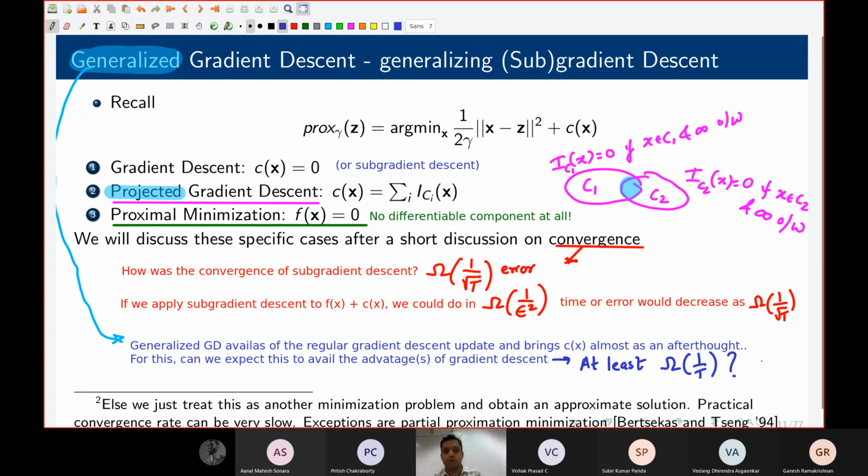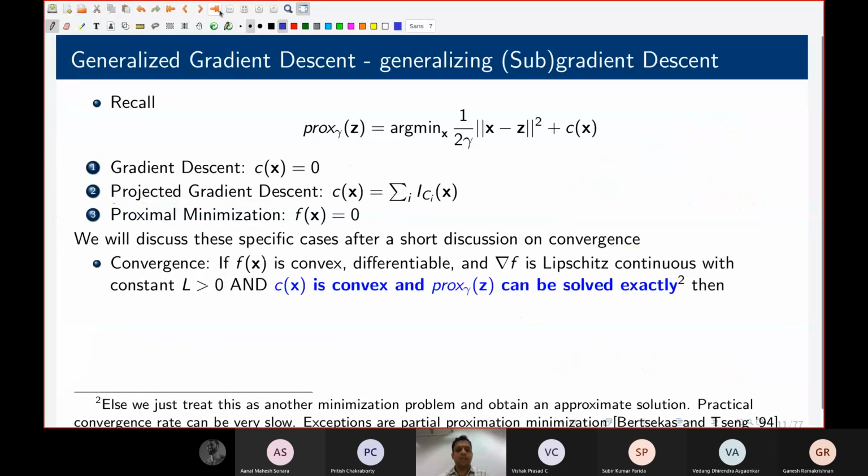So let's put that as a question mark. Do we get there? Okay. So this is the analysis. If f(x) is convex, differentiable, and the gradient of f is Lipschitz continuous, that means f is Lipschitz smooth. So only for f we are expecting Lipschitz smoothness. And C(x) is convex, which should be fine. And the prox operator can be solved exactly. That's important. In ISTA, we could solve it exactly. Right?